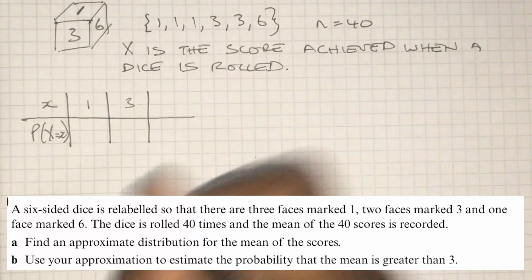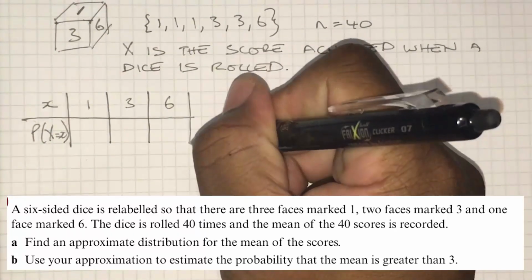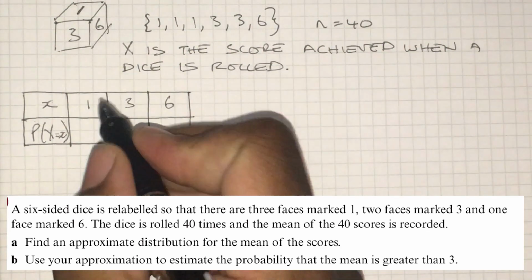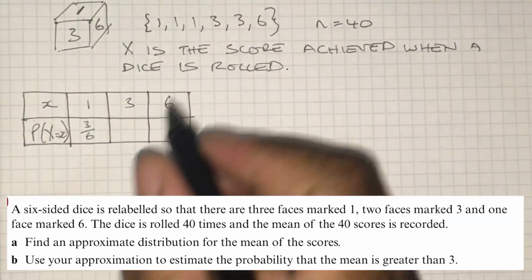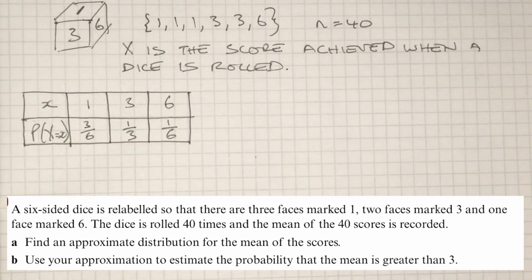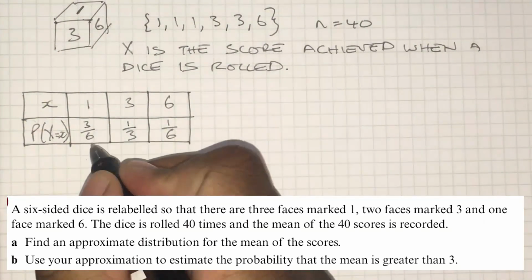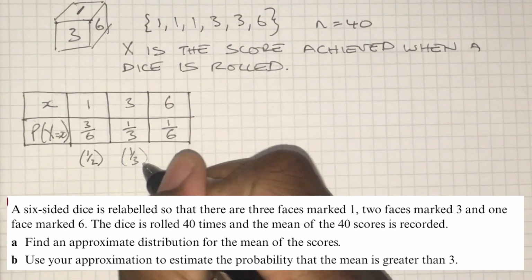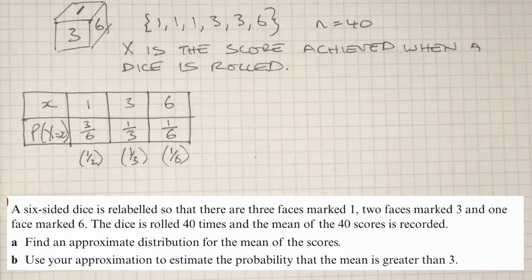Let's write out the probability distribution for the score you get when you roll the dice once. 3 possible scores: 1, 3 and 6. Probability of getting a 1 is 3 over 6, 3 is 1 over 3, and 6 is 1 over 6. Each of those can be simplified, and let's work with those simplified versions. So a half, a third, and a sixth.